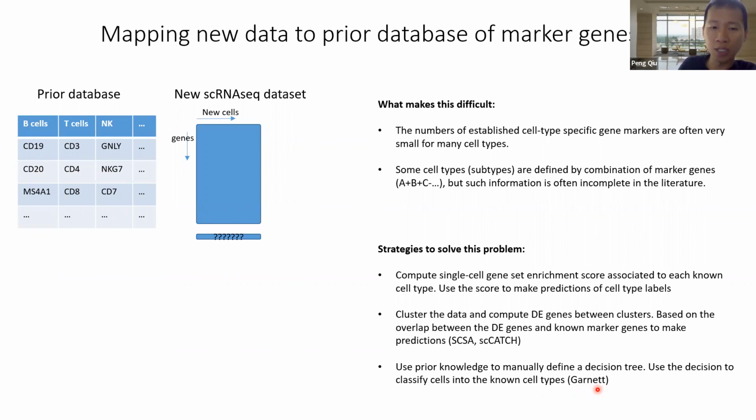But if your data is about specific biological contexts that's different from what the Garnet authors provide, then you will have to generate a decision tree using your prior knowledge, and then you can use this tool. Okay, but these are, again, some example algorithms and the general strategies of how to design an automated algorithm that can help you to annotate a new data set's cell type label using prior knowledge of cell type marker genes.